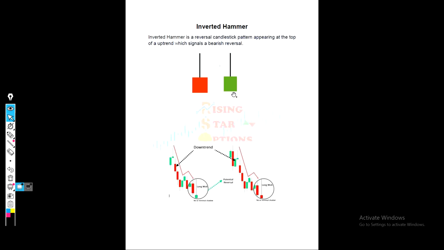Next one is the inverted hammer. The first one which we discussed in this video was the hammer, and this is the opposite of that candlestick pattern. So it's an inverted hammer. In the hammer candle, the wick was on the lower side, and in the inverted hammer, the wick is on the upper side of the candle. Such a candlestick will also be found at the resistance level.